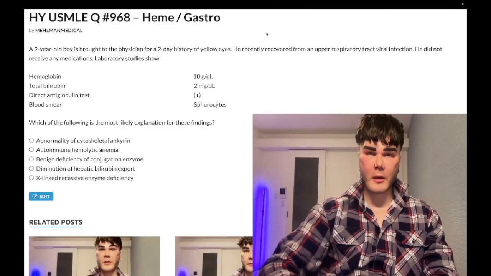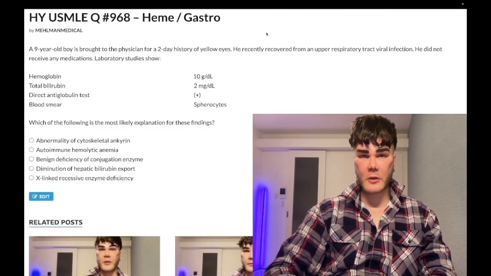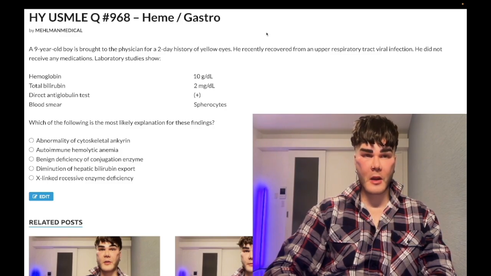How's it going, guys? We have a medium difficulty question for Heme Gastro Step 1 Internal Medicine 2CK. 9-year-old boy, 2-day history of yellow eyes, scleral icterus. Recently recovered from an upper respiratory tract viral infection. He did not receive any medications. Hemoglobin low, 10 grams per deciliter. Should be 13 to 17.5 in males, non-menstruating women, 12 to 17.5 menstruating women.